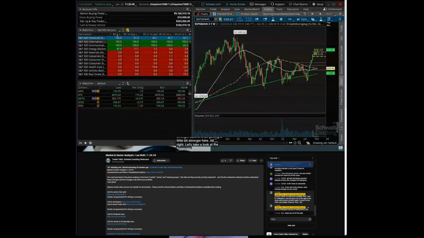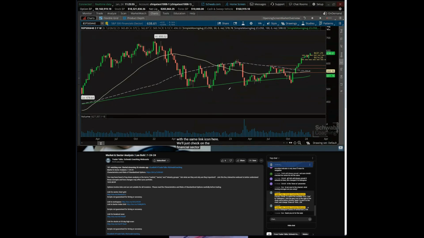All right, so I have this linked to my chart with the same link icon here. We'll just check on the financial sector. All right, we'll get a better chart here. And what we notice on the financial sector is we have a little breakout from a flag. That is kind of interesting, isn't it? So that makes you feel, if we were looking for a trade, might we look in financials? Well, we could. Let's see if we get some stocks breaking out in financials.